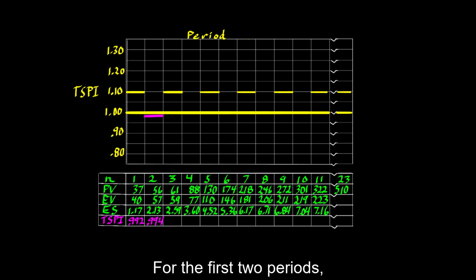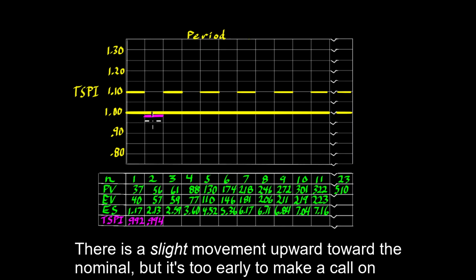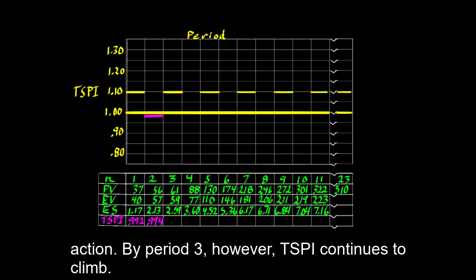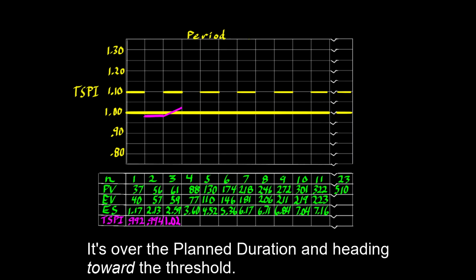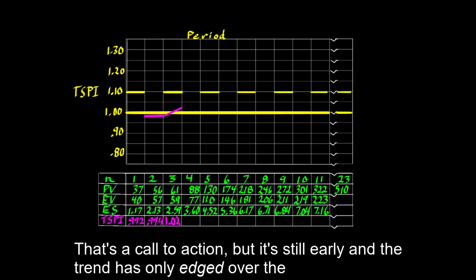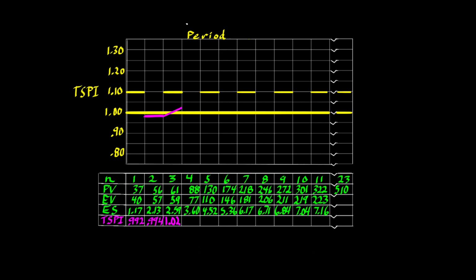For the first two periods, TSPI starts at 0.992 and then moves to 0.994. There's a slight movement upward toward the nominal, but it's too early to make a call on action. By period 3, however, TSPI continues to climb. There's a trend, but it's no longer heading toward the planned duration. It's over the planned duration and heading toward the threshold. That's a call to action, but it's still early, and the trend has only edged over the nominal. Let's see what happens next.